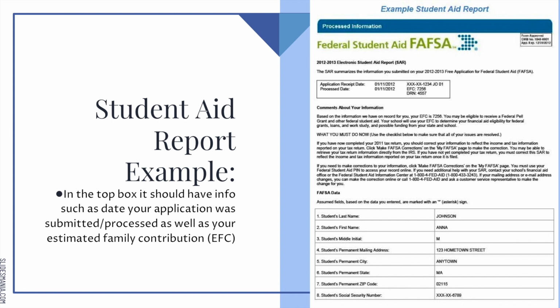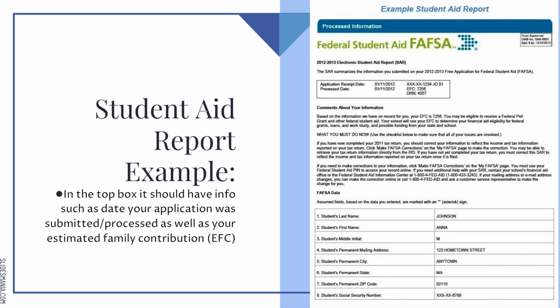So basically, FAFSA determines, after your family has paid the bills, has fed your family, how much money do you have left over to contribute to your child's education. And so that EFC is up at the very top, right under that federal student aid FAFSA in green. It's that little box. You can kind of see what the EFC is.